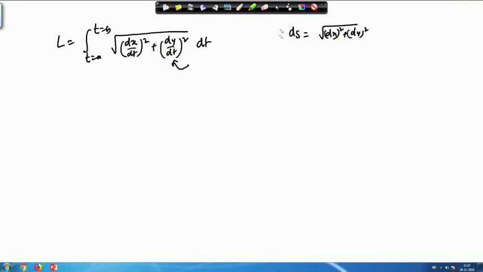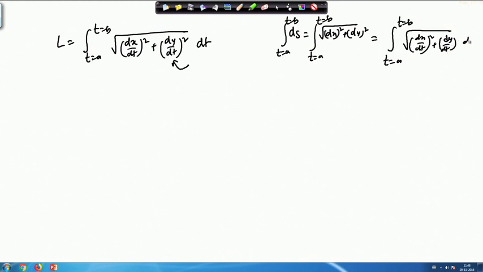So if you integrate both sides with respect to s, with t equals a to t equals b, this will give you s at b minus s at a. So that is basically the length of the curve measured from t equals a to t equals b, and on the right hand side we can write the integral from t equals a to t equals b of square root of (dx/dt) whole square plus (dy/dt) whole square times dt. So we adjusted a dt.